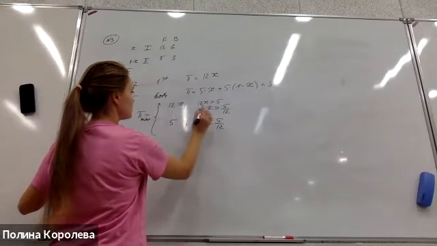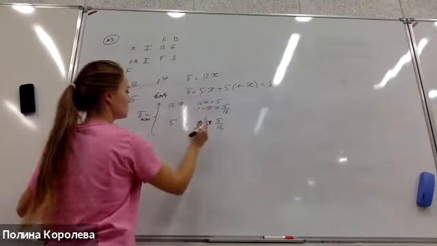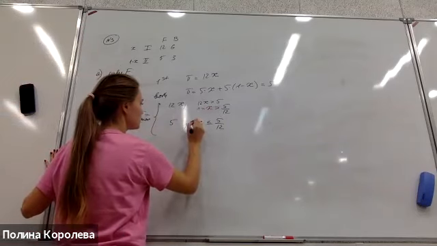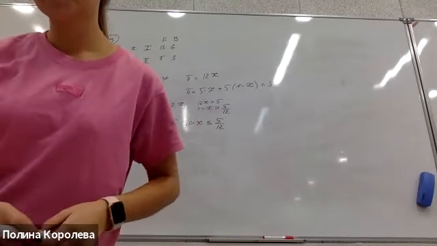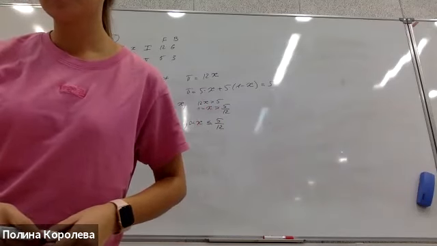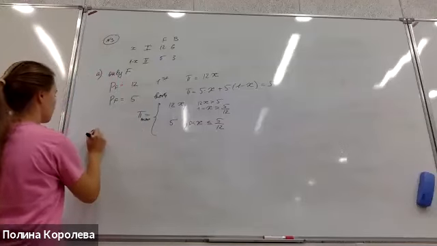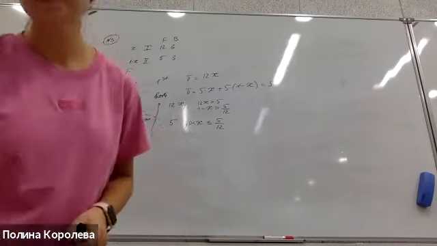Let's write that X belongs to the interval between 0 and 1, so better to write here 0 and 1, which we do not include. Point B. Point B is a little bit harder.